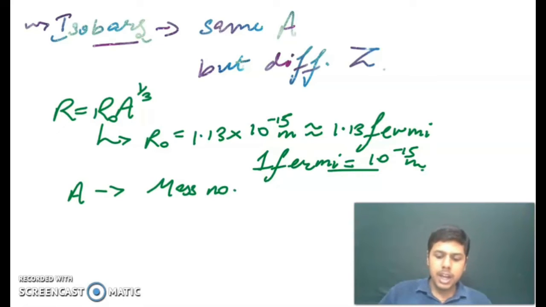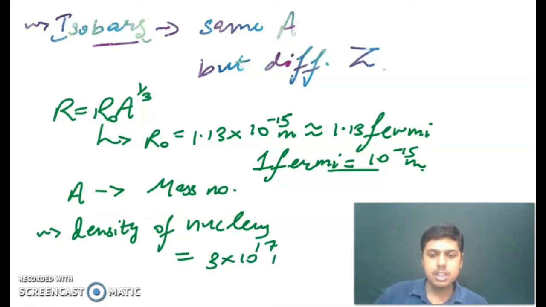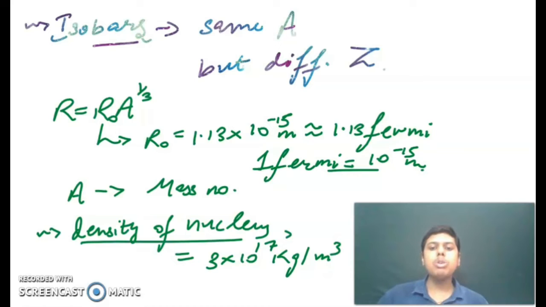Now there is a value of density also given for nucleus. The density of nucleus is equal to near about 3 into 10 to the power 17 kg per meter cube. The value of density of nucleus is near about 3 into 10 to the power 17 kg per meter cube.